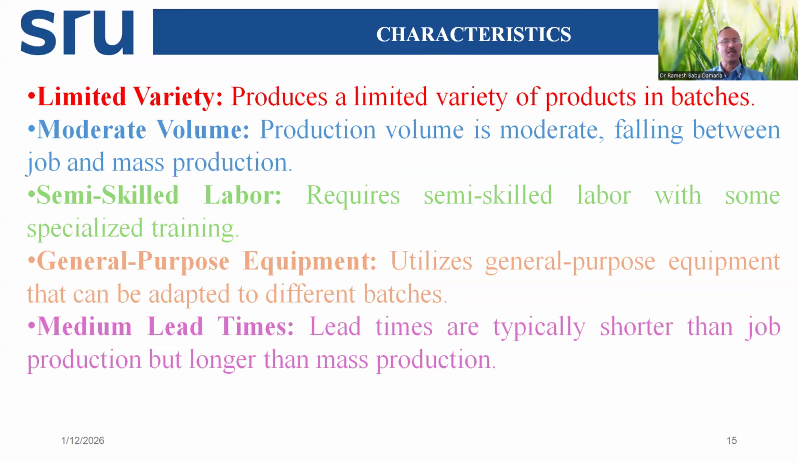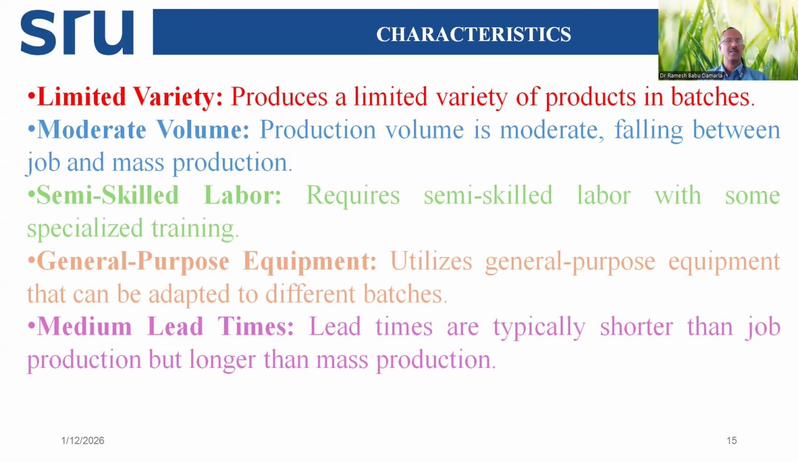Here the volumes are moderate. What is the meaning of volumes? In job production, we make only one or two pieces of one variety, but here we make a few varieties and a few numbers. So volume falls in between job production and mass production. In mass production, we make one variety, more than 1 million numbers. Like one chocolate variety, 10 lakh pieces. Another chocolate variety, 20 lakh pieces. Or one biscuit variety, 30 lakh pieces or 3 million. So this falls between job production and mass production facility.